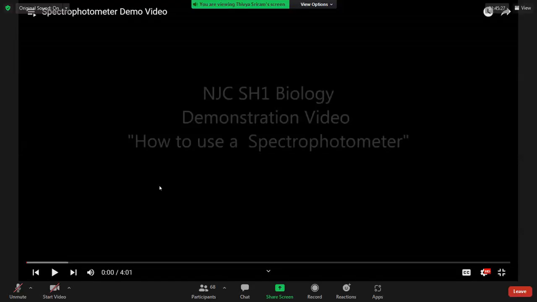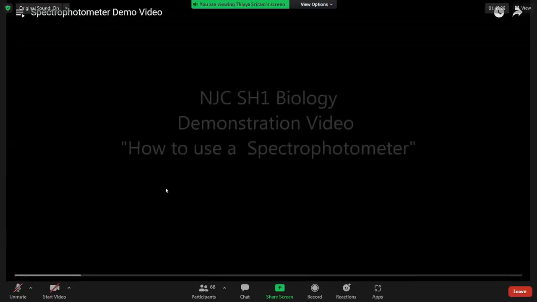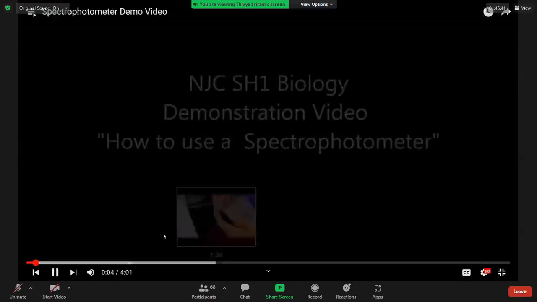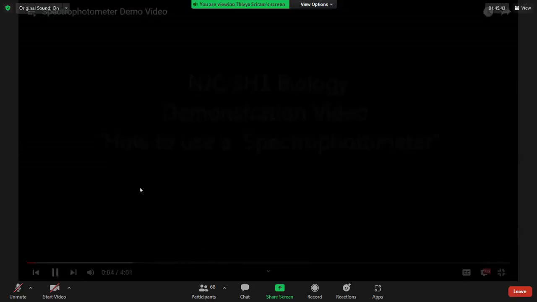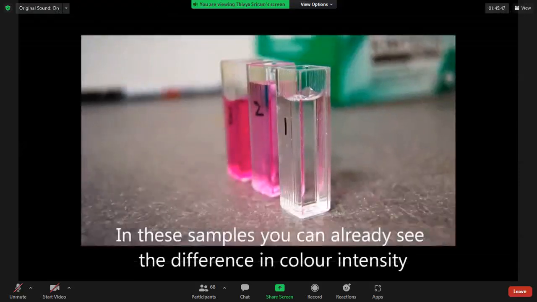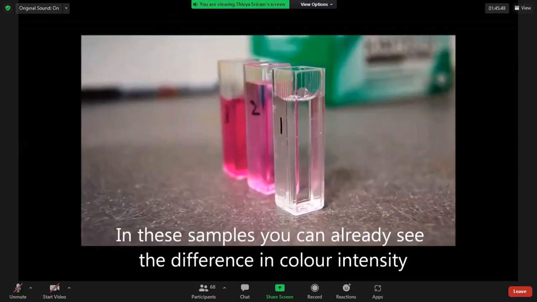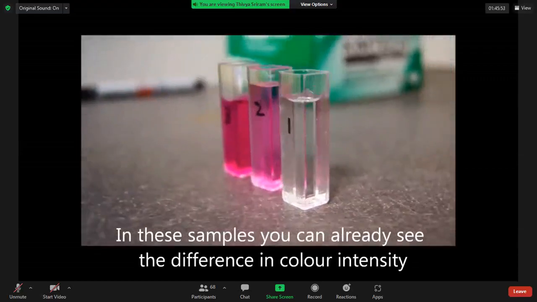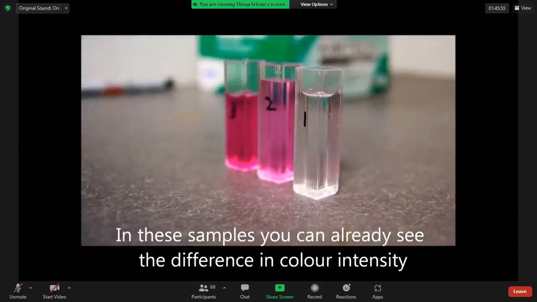Up to now, you have seen how to use the electronic balance. Now we will see how to operate the spectrophotometer. Here we have the 3 cuvettes, and this is just a sample. You can see the relative color intensity from cuvette 1 to 3.